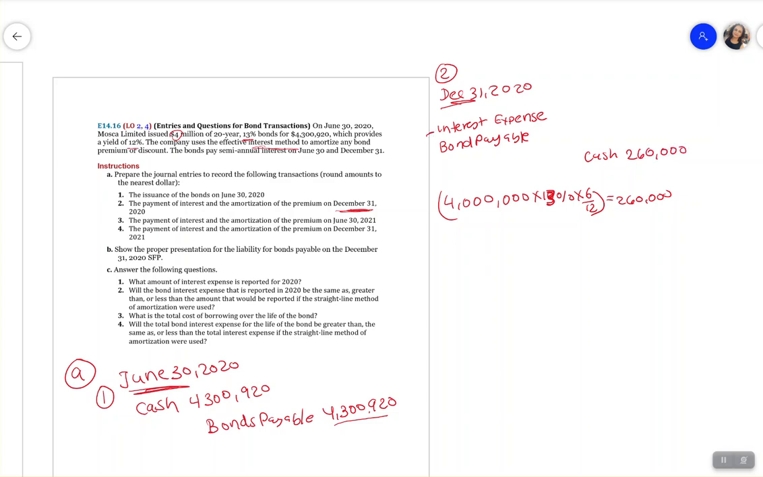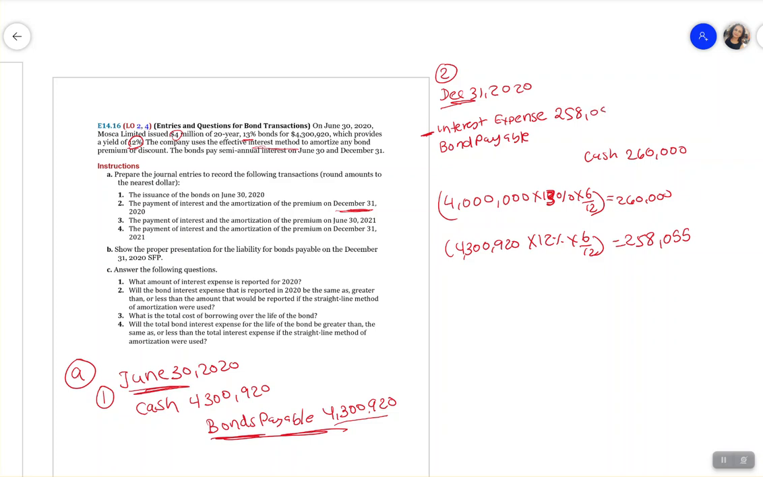Then the next one is to calculate your interest expense. Interest expense is always calculated using the carrying value of the bond. In this case, the carrying value of the bond is 4,309,920, and we use the market rate, in this case the yield rate, which is going to be 12%, multiplied by 6/12. That will give me an interest expense of 258,055, and that's my interest expense.